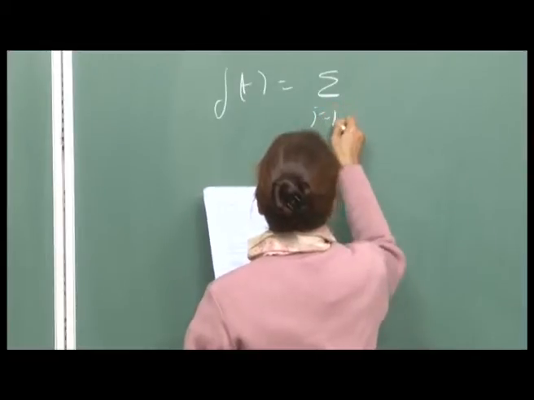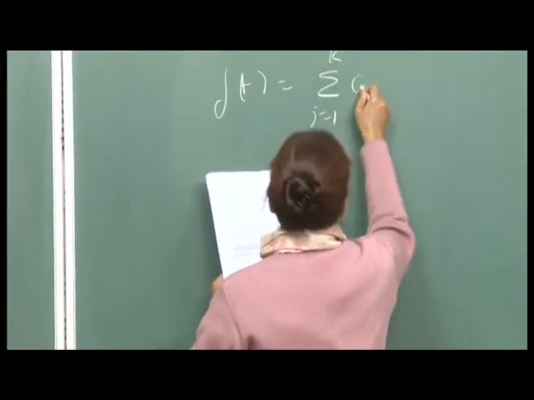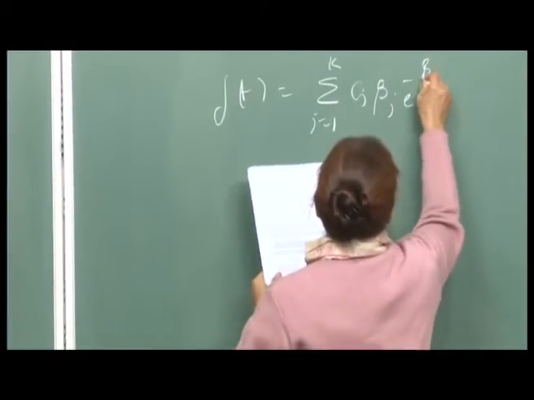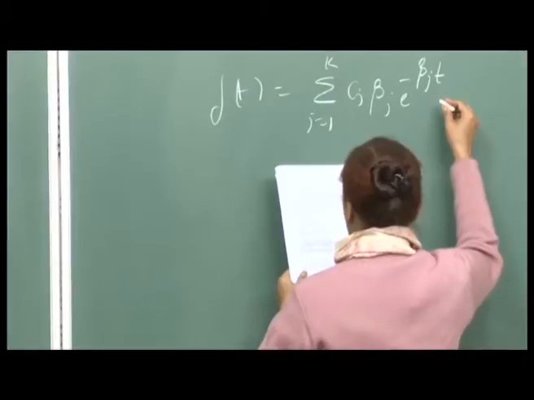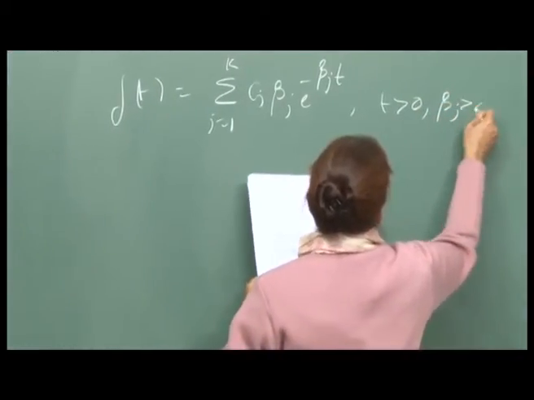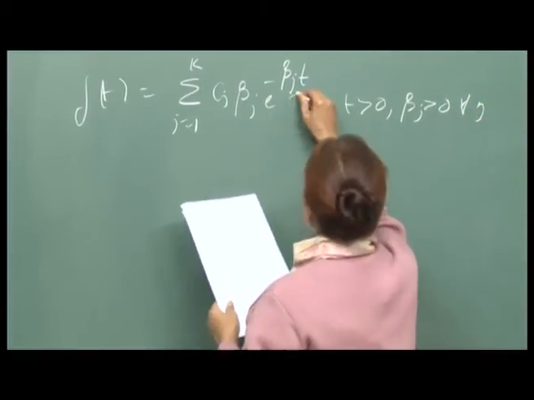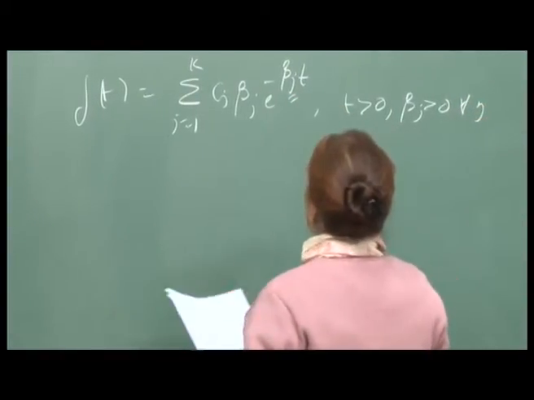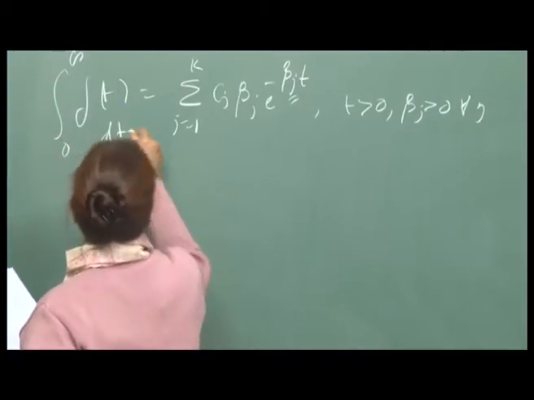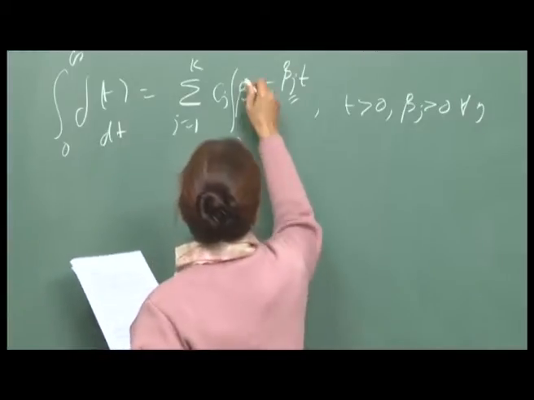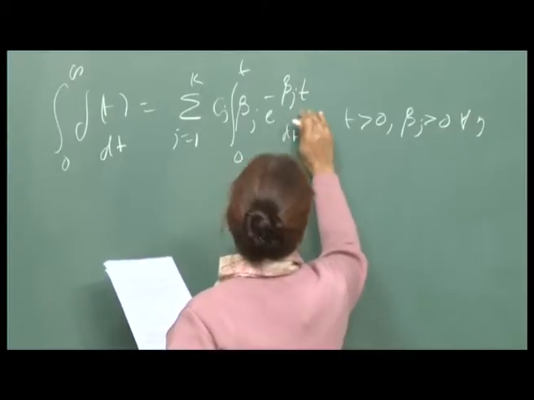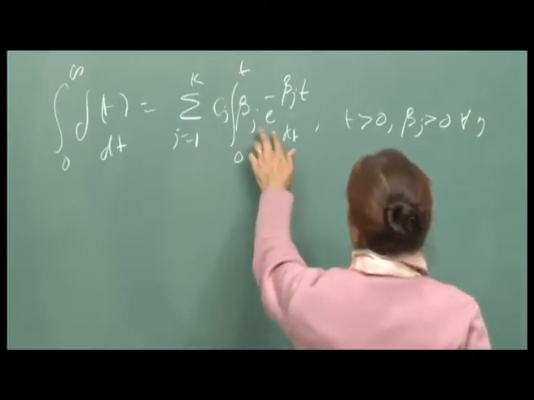So, this is j varying from 1 to k, and this is C j beta j e raised to minus beta j t. This is for t greater than 0 and beta j greater than 0 for all j. So, this is beta j, make the correction. And so, when you integrate this from 0 to infinity dt, you will be integrating all separate ones. This is 0 to t dt. Therefore, now this is equal to 1.